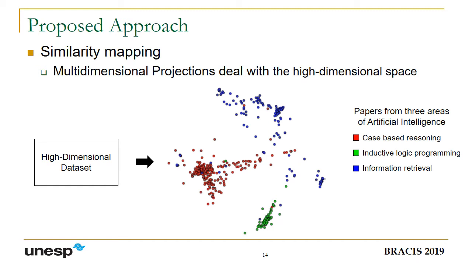Here's an example of a document collection, a document data set from articles that we get from three areas of artificial intelligence. We can note that the dimensionality reduction techniques can map the similarities in the bi-dimensional space, so we can analyze the clusters, the relationship of the instances from the high-dimensional space in the bi-dimensional space. In this case, when two instances, two documents, are close in the bi-dimensional space, it means that they are very similar in the high-dimensional space.